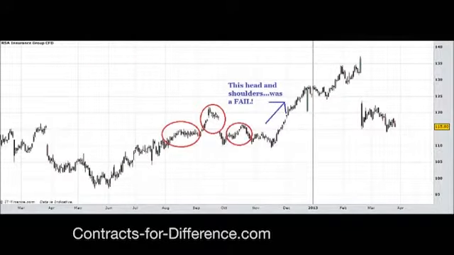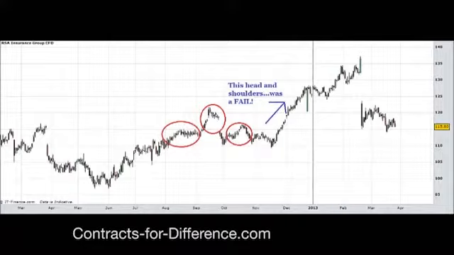Right, so we've got an example of a head and shoulders here on Royal Sun Alliance Insurance Group. We were actually trying to trade this, but we'll go through this in our advanced tutorial, so you can see what happens when a head and shoulders fails and how to trade it.